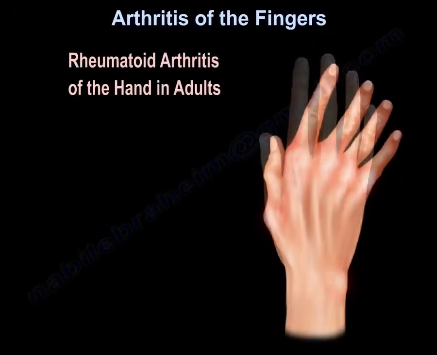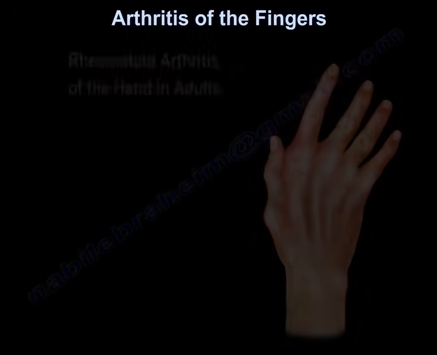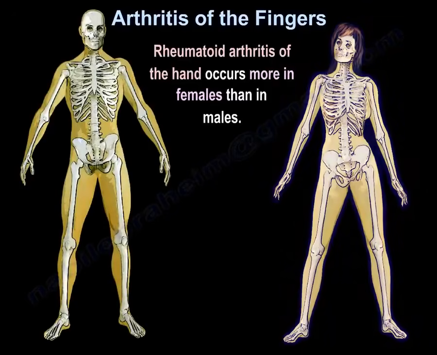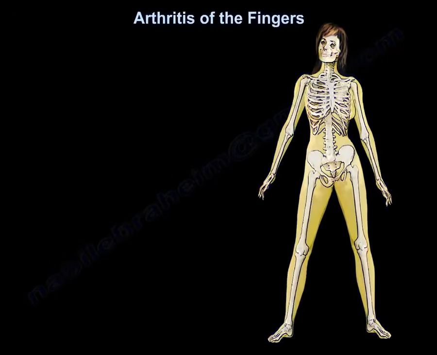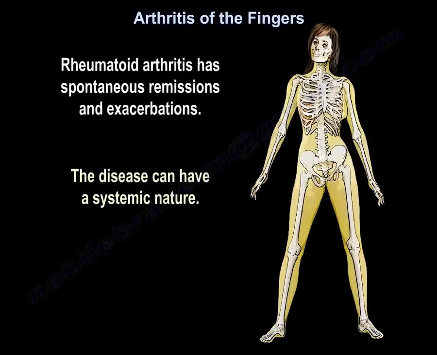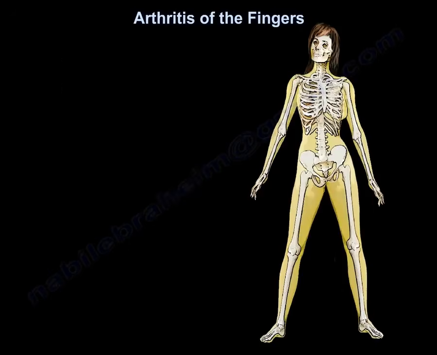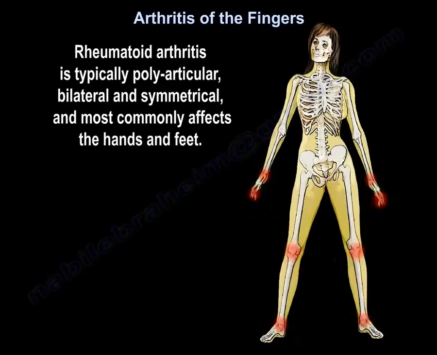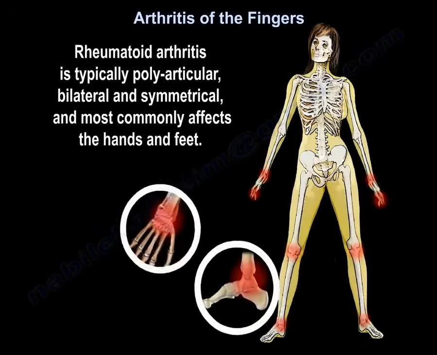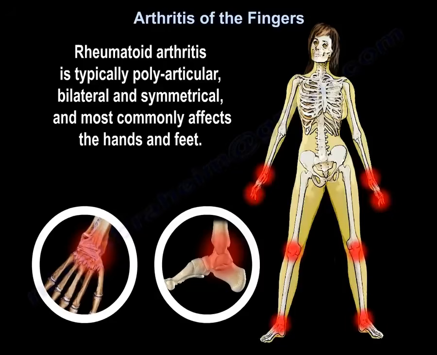Rheumatoid arthritis of the hand. It occurs more in females than in males. Rheumatoid arthritis has spontaneous remissions and exacerbations, and the disease can have a systemic nature. Rheumatoid arthritis is typically polyarticular, bilateral, and symmetrical, and most commonly affects the hands and feet.